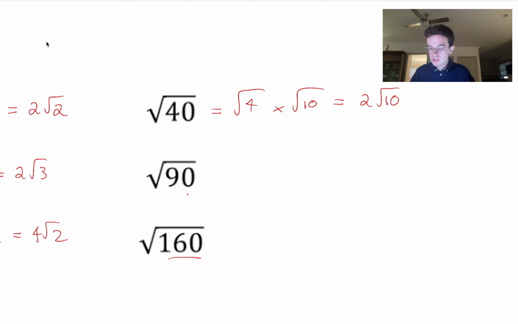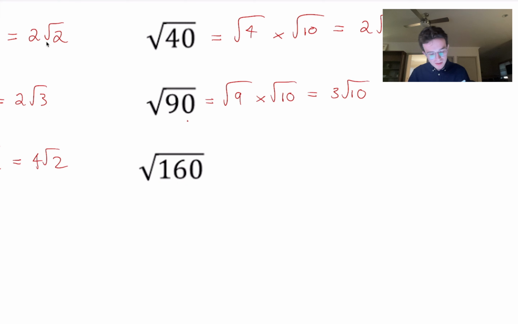Let's think what goes into 90. I'm going to get out my calculator. 90 divided by 4. No, it doesn't work. So I'm going to try the next square number, 90 divided by 9. That works. So this is the square root of 9 times the square root of 10. Now the square root of 9 is 3, so 3 root 10.